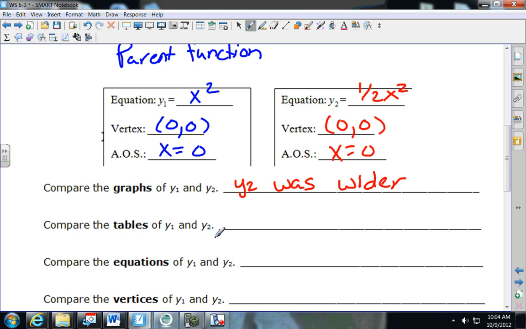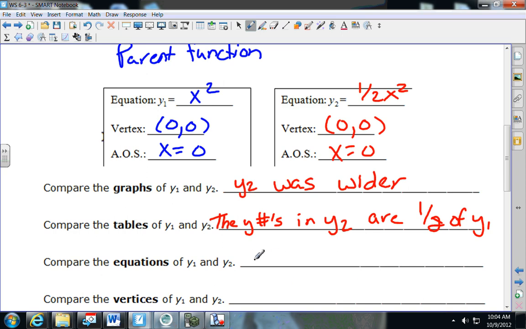The tables, what's happening to the tables? The y numbers in y2 are half of y1. Or you can say that y1 is being divided by 2. However you want to say that.